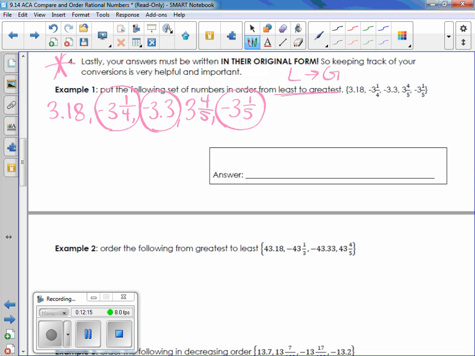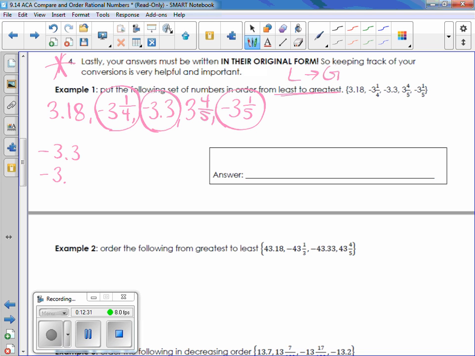I also like to compare, so this was already a decimal. I'm going to write it over here. I like to compare my decimals vertically and line up my decimal point. So let's start with -3 and 1/4. I know it's going to be a -3. And how do I get the 1/4 to go to a decimal? Do we have that memorized?